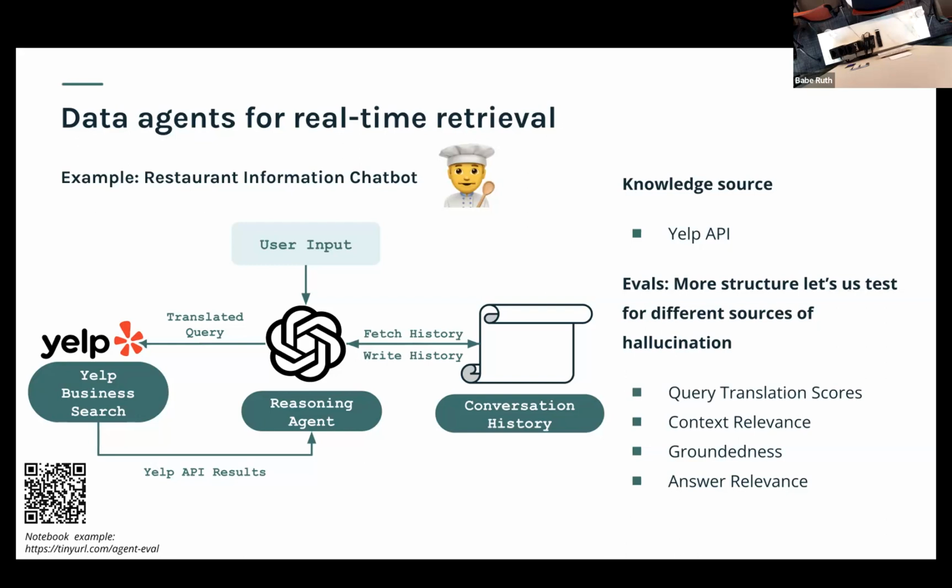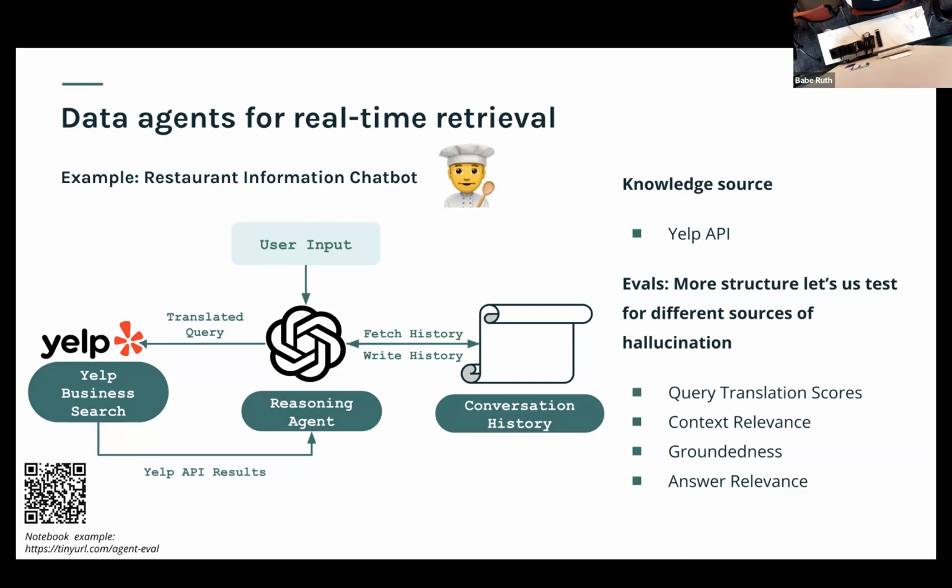Our reasoning agent is going to take in our user input and translate it to a query that's acceptable by the Yelp business search. That's going to be a small string that Yelp can use to find relevant restaurants. Then Yelp's going to go out and return some restaurants, some information, some ratings to help you answer that question, and pass that back to our reasoning agent. Then our reasoning agent can take that information, that context, and turn it into a final answer that your user is looking for.